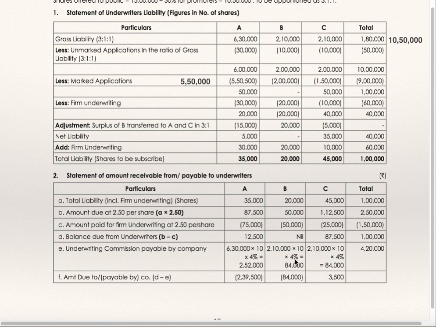For B, nothing is due from him. The company is supposed to pay him 84,000 as commission. In case of C, he is supposed to pay 87,500. The company is supposed to give him commission 84,000. So the company will collect from him the balance amount 3,500. This the company will receive and these two the company will pay.